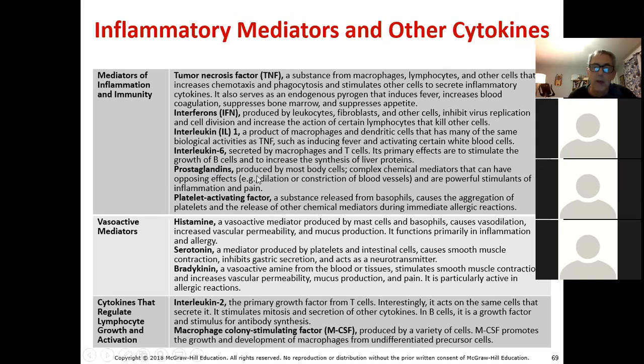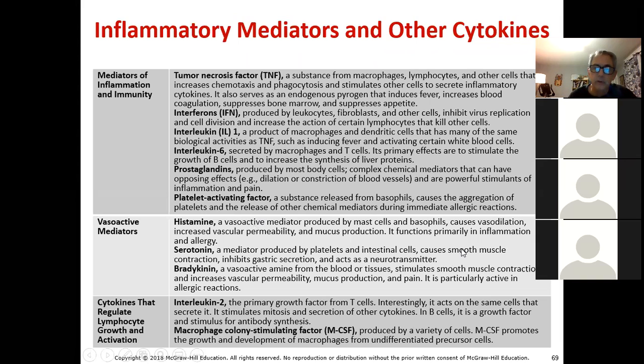Histamines are very vasoactive, produced by mast cells and basophils. It causes vasodilation, in other words, the widening of the blood vessels. They cause increased vascular permeability and mucus production, which also is what happens when you get allergic reactions.